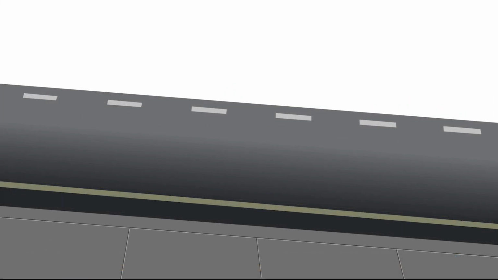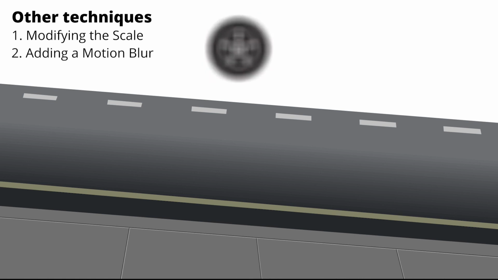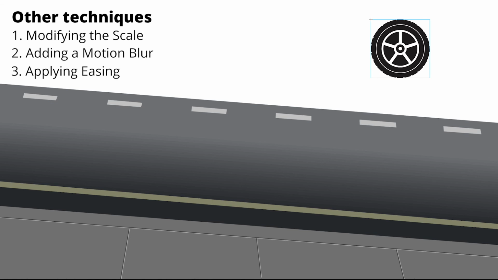Depending on your animation, there are other techniques you might use, including modifying the scale, adding a motion blur, or applying easing. Think about which approach makes sense for you and your animation.